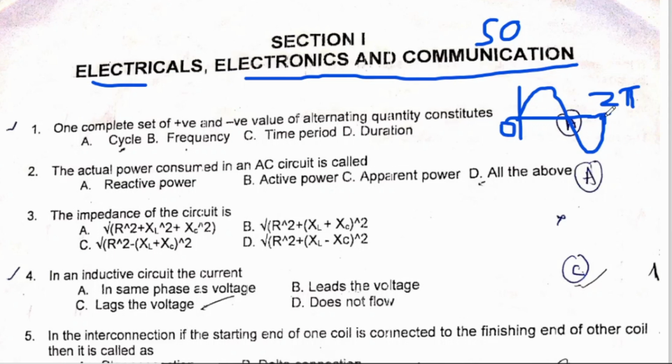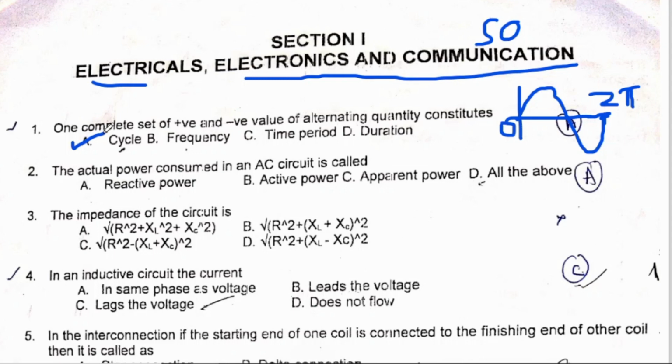0 to 2 pi, we will call it a cycle. So option A is the correct answer here. One complete set of negative and positive values of an alternating quantity is called a cycle.